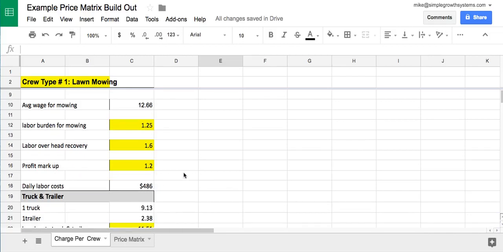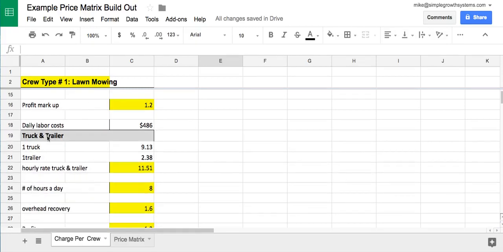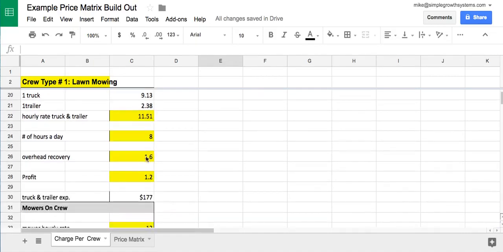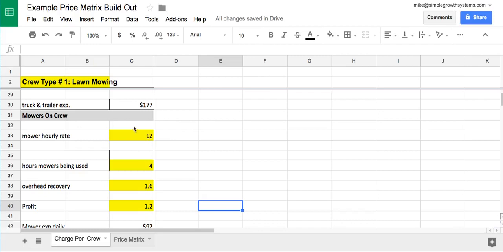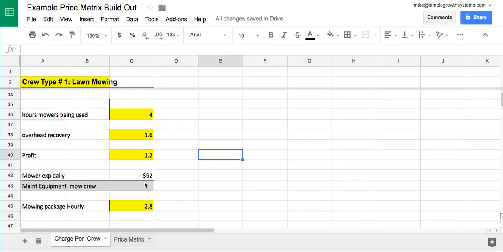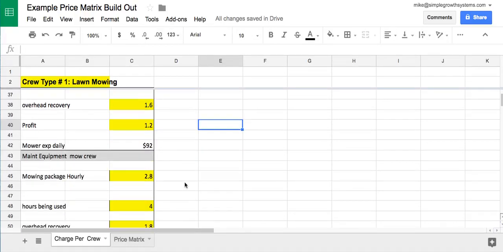So our daily labor costs are $486, including a 20% net profit margin. Truck and trailer is $11.51, 8 hours a day. Overhead recovery of 1.6% and a profit margin again at 20%. So that truck and trailer is costing us $177, and our mowers on the crew. So hourly mow rate, this is what our equipment is costing us, $12 an hour. They're being used for 4 hours. Overhead recovery is 1.6 and our profit at 20%. So we've got a daily cost with profit of $92 for the mowers.